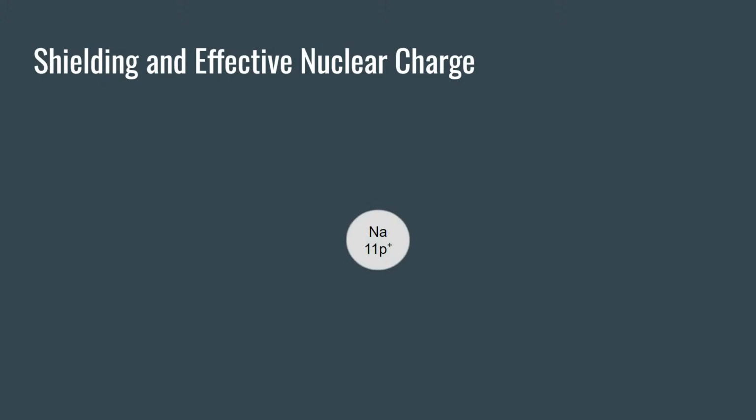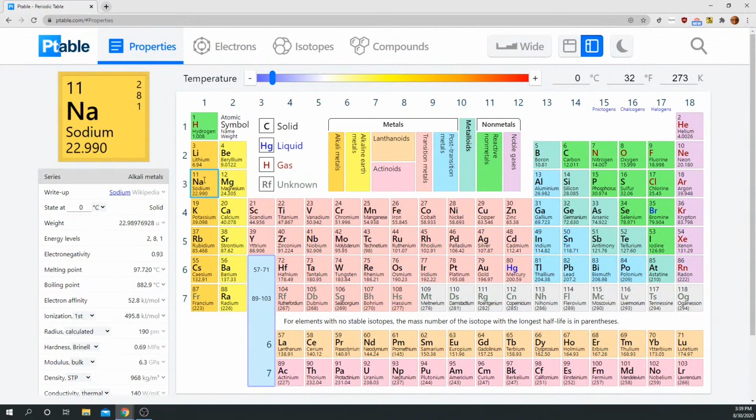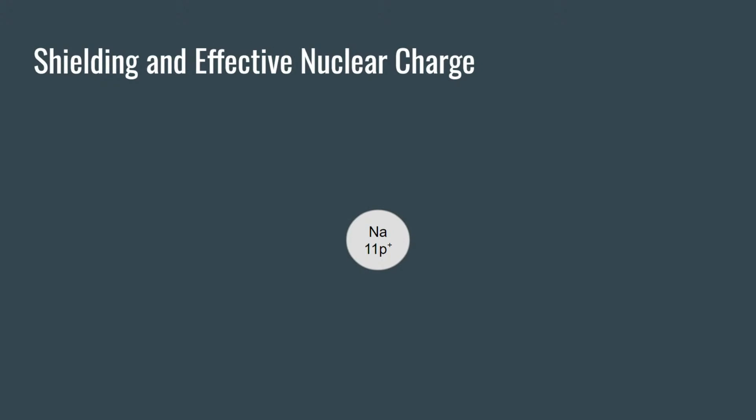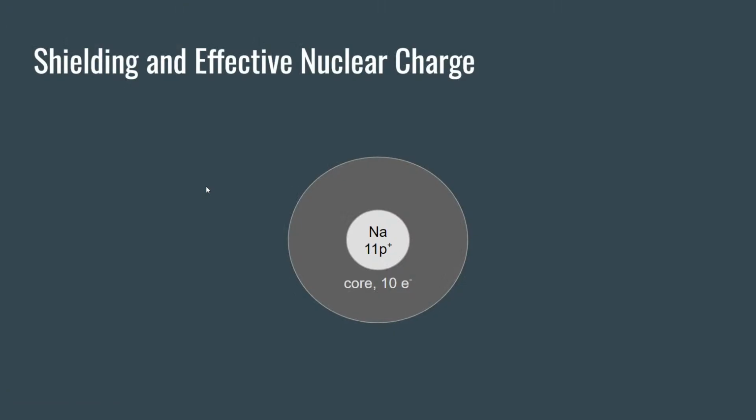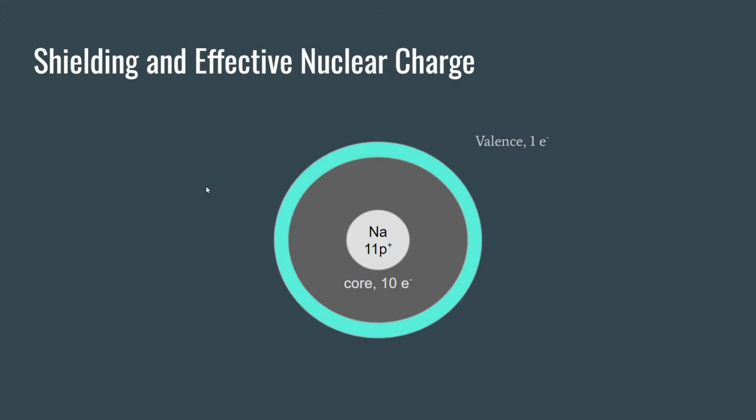So sodium, just a quick reminder, the 11th element, so it's right here. Sodium has 11 protons. Around that we have a core of 10 electrons. The previous noble gas from sodium is neon, 10 electrons. It has a single valence electron there in the third level. So 10 core electrons, 1 valence electron.